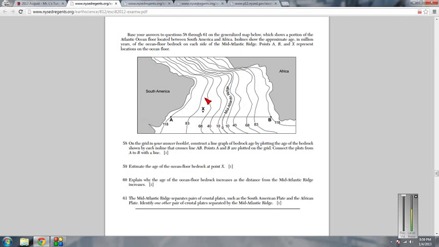Now, I just want to make sure you know, and I always say this, make sure that you're writing the correct answer, because people say, oh, okay, it's between 68 and 83, so I'll put between 68 and 83. That is not the correct answer. It's between 68 and 83 million years old.